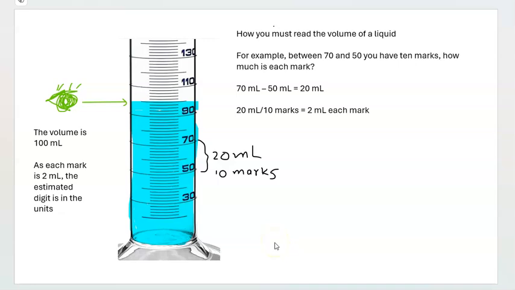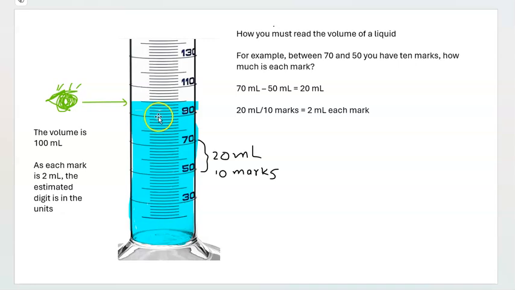Well, I'm going to explain how you will determine the volume of the liquid. Well, between 70 and 50 you have 20 milliliters and 10 marks. You divide 20 milliliters by 10 marks, and then you say that every mark is 2 milliliters. So the extra digit will be in the units.